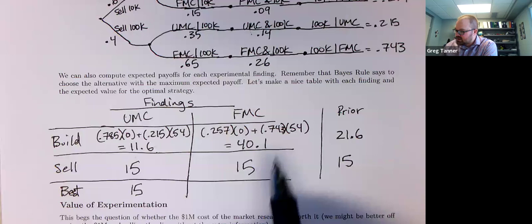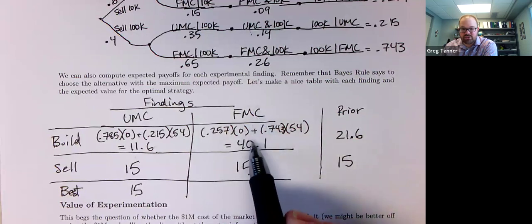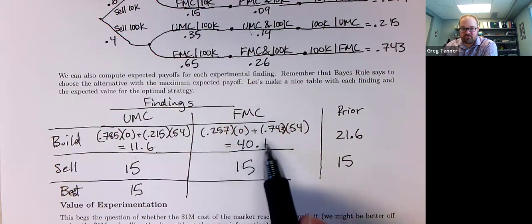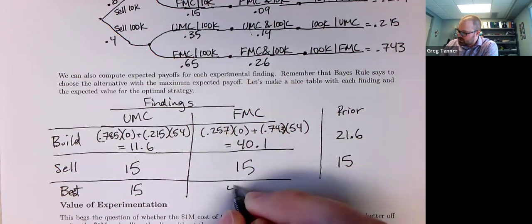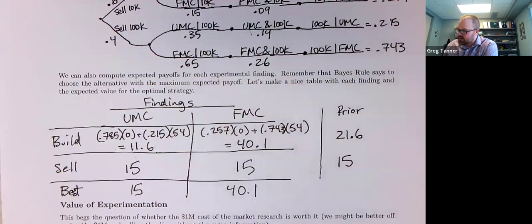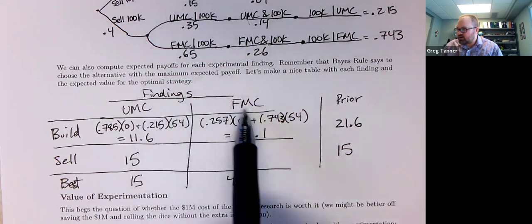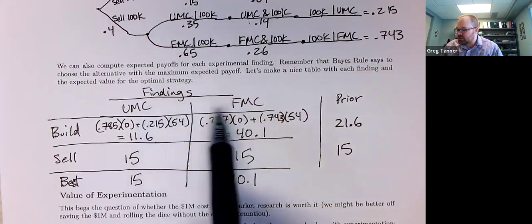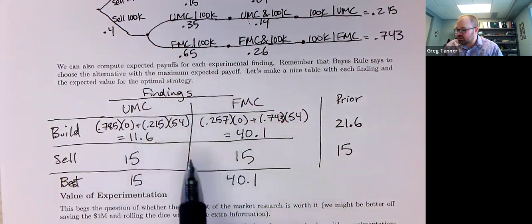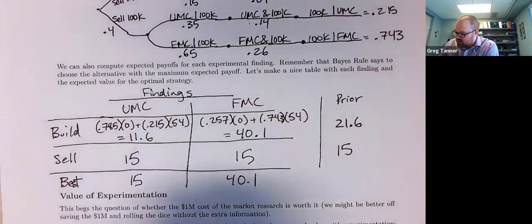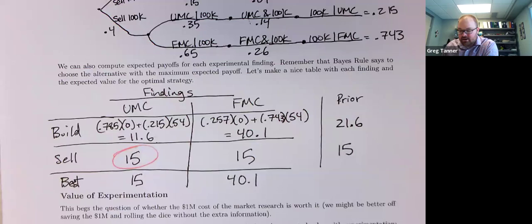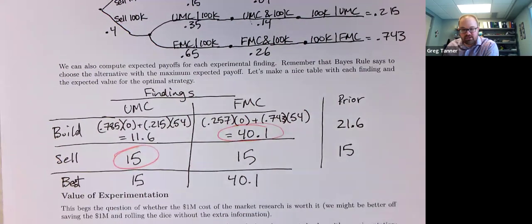On the other hand, if there's favorable market conditions, we expect to get 40.1 if we build, but only 15 if we sell. And so it's better to build. And so we expect a higher expected value from building than from selling. Okay. And so notice that under different findings from our experimentation, we have different alternatives that are chosen. And so in this case, that's the best alternative in that column versus that's the best alternative in this column.